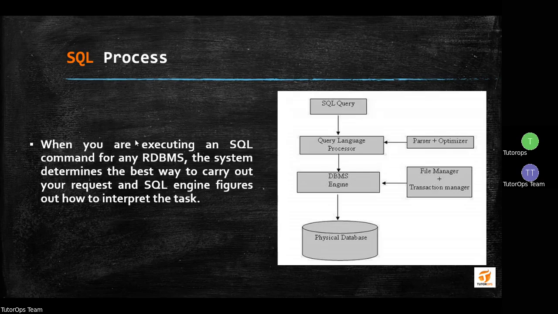Following is a diagram on the screen showing the SQL architecture. First is the SQL query, which is passed into the query language processor. Inside the query language processor, the parser and optimizer will run. Then it passes to the DBMS engine, which includes the file manager and transaction manager. Then it passes to the physical database. From there, you can retrieve the data or push the data through SQL. So this is how SQL is processed.